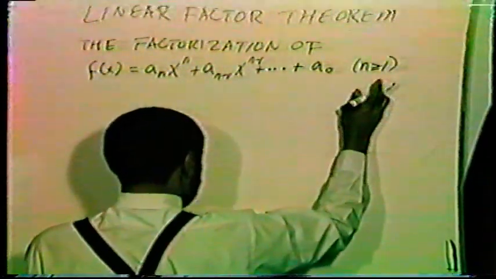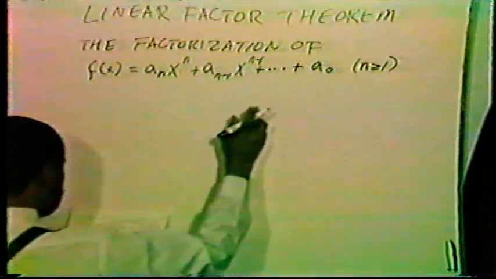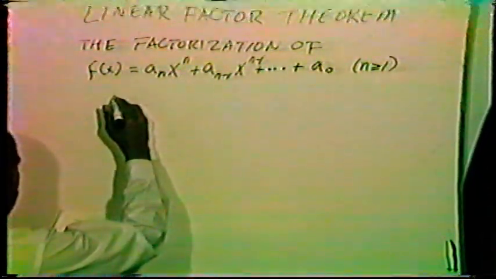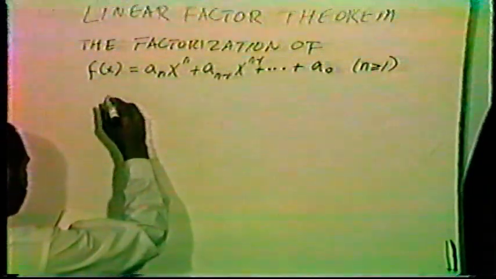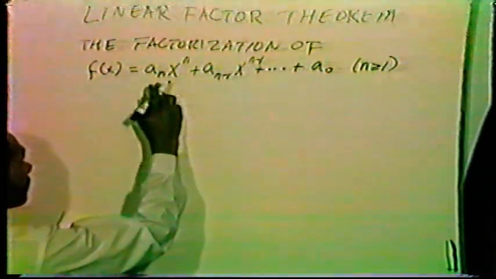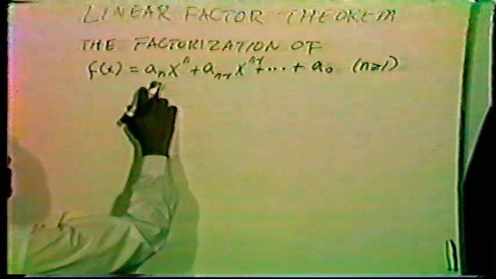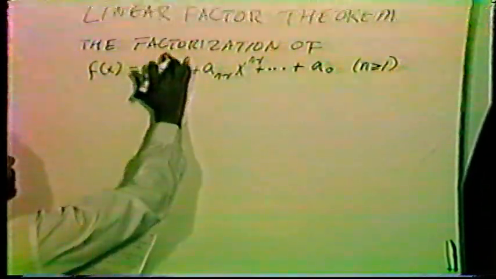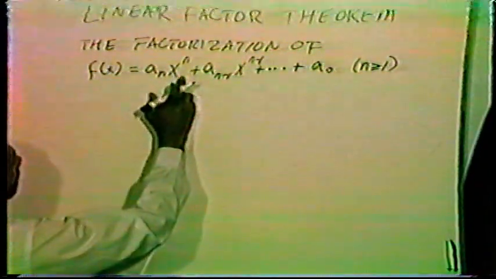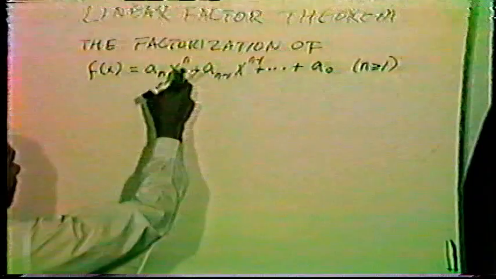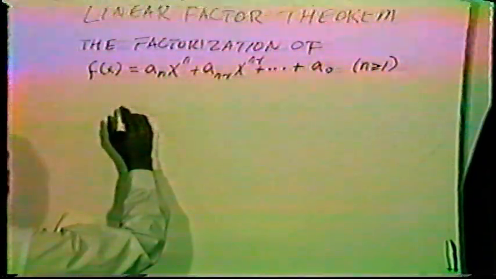The degree of the polynomial is greater than or equal to 1, and also a sub n is not equal to 0. So this first coefficient can't be 0, because if it is, you won't have this expression. If this is 0, then you won't have x to the nth, so the degree really won't be n. So that has to be the case.